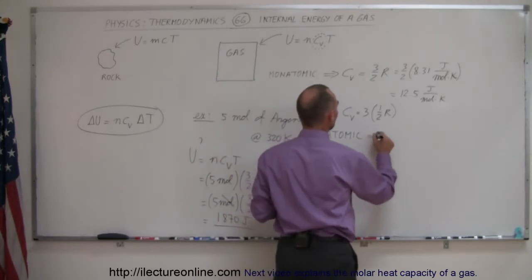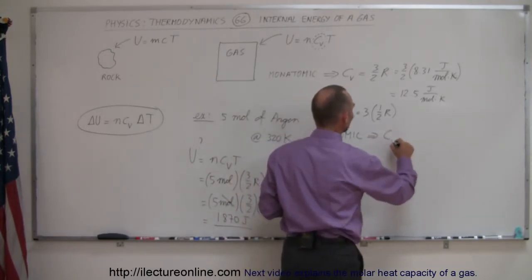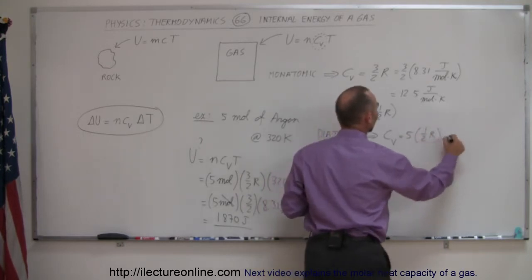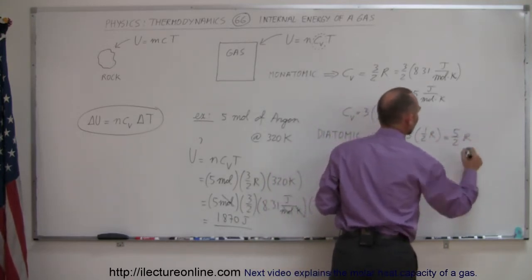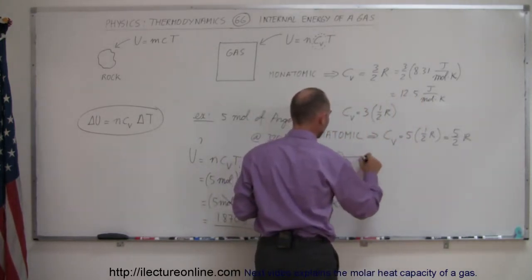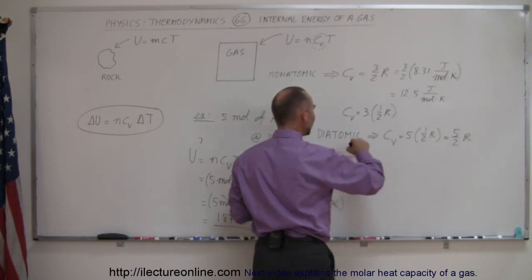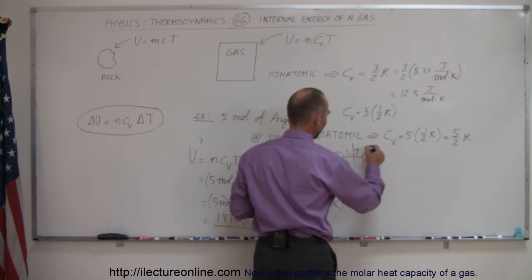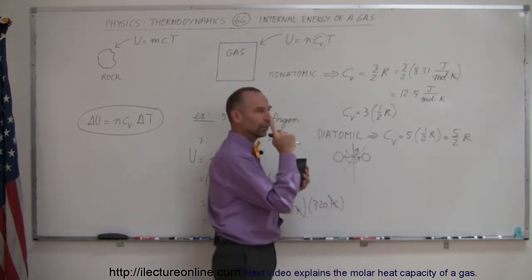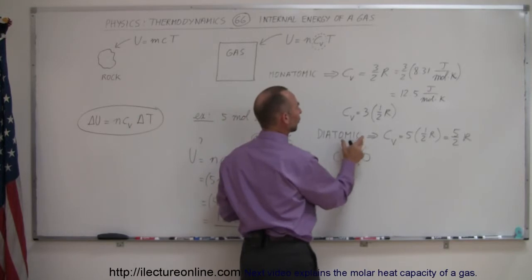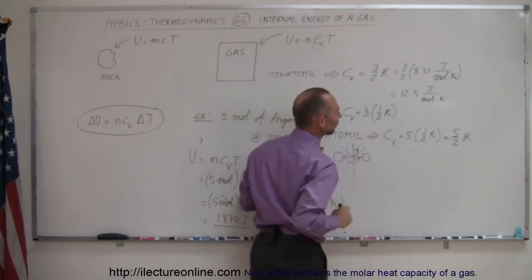So for diatomic molecules we have additional degrees of freedom, so that C sub V is equal to 5 times 1/2 R, or 5/2 R. There are 2 additional degrees of freedom because a molecule that's diatomic, which looks like this, can also rotate about the axis like this, and it can rotate about the axis that goes from front to back. So you can rotate around the axis like this and around the axis like that, adding 2 degrees of freedom, and therefore the C sub V is equal to 5/2 R.